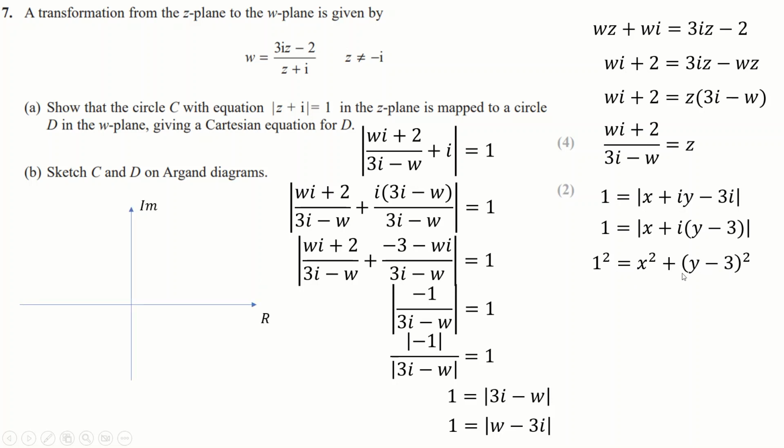This is center 0, 3, which is up there, radius 1. Maybe I should have put a 3 here, but whatever. And this circle here, circle C, is just center -1 down here, isn't it, on the imaginary axis, radius 1. So our pictures look like this.